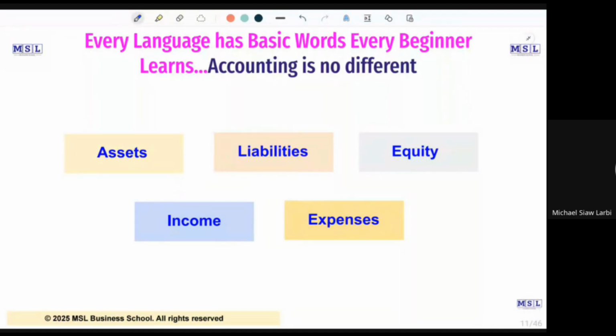What would these words be? Assets, liabilities, equity, income, expenses. So take notes of this. I'll take each one and then we'll explain. So assets, liabilities, equity, income, expenses. Accountants have a name for this. They call them the elements of financial statements. But forget about all the accounting jargon, right? So these are the basic words as beginners we need to understand.